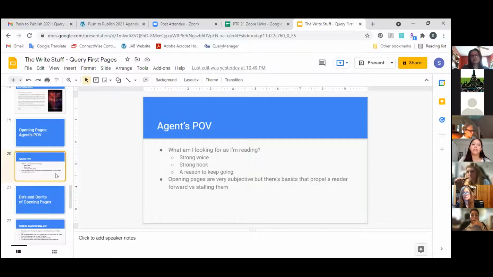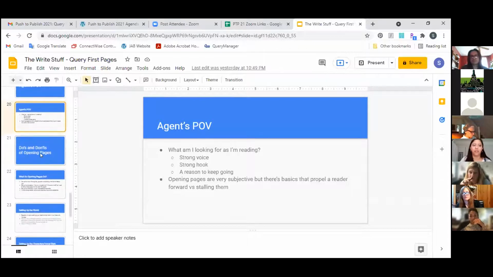Of course, opening pages are very subjective. I'm sure everyone here knows that there has been a book that your whole group has raved about, and you checked it out, and you're like, what's the big deal? I do not see this. But there are basics that propel a reader forward versus stalling them. So we're going to go into a little about do's and don'ts.